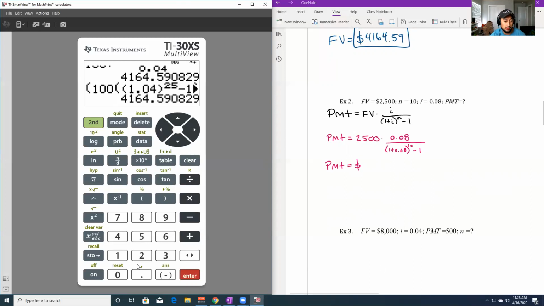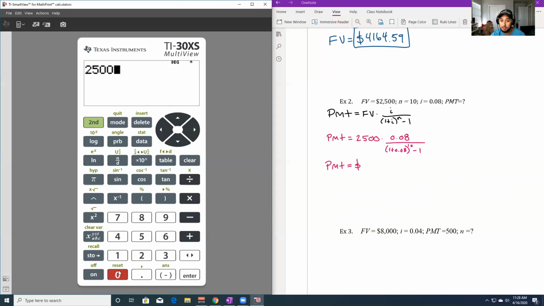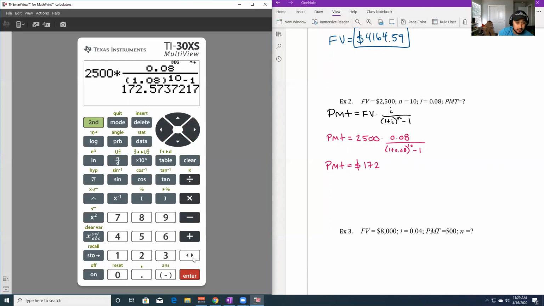Okay, so here we go. Clear this out. 2,500 times fraction button 0.08 over 1.08 raised to the 10th minus 1. Make sure that 1 is not in the exponent. There we go. Okay, hit enter, and we get that the payment should be $172.57. There we go. Okay, not bad.